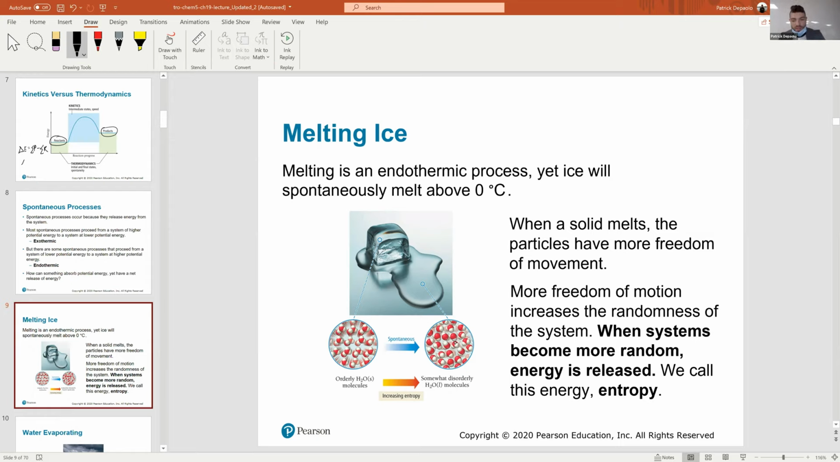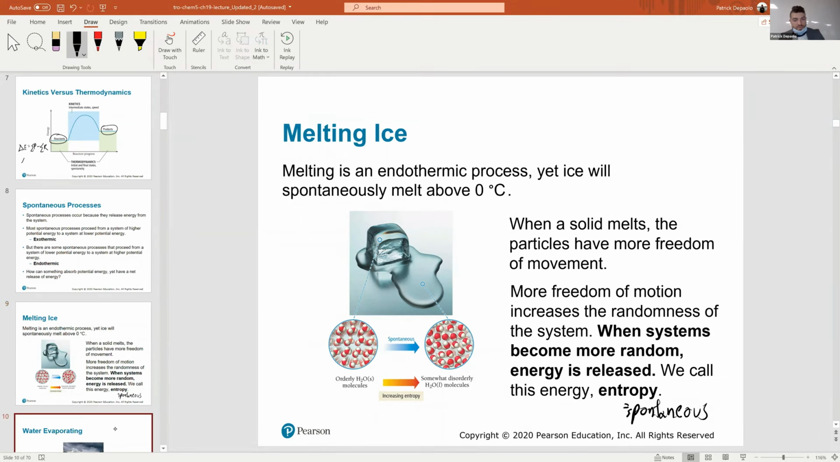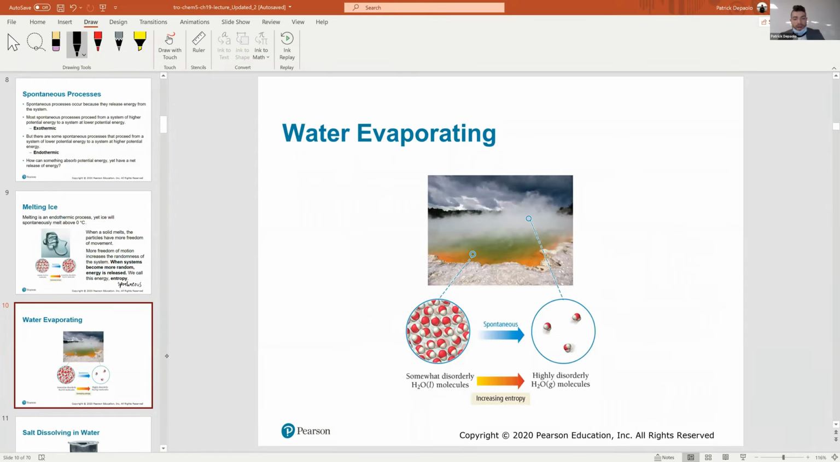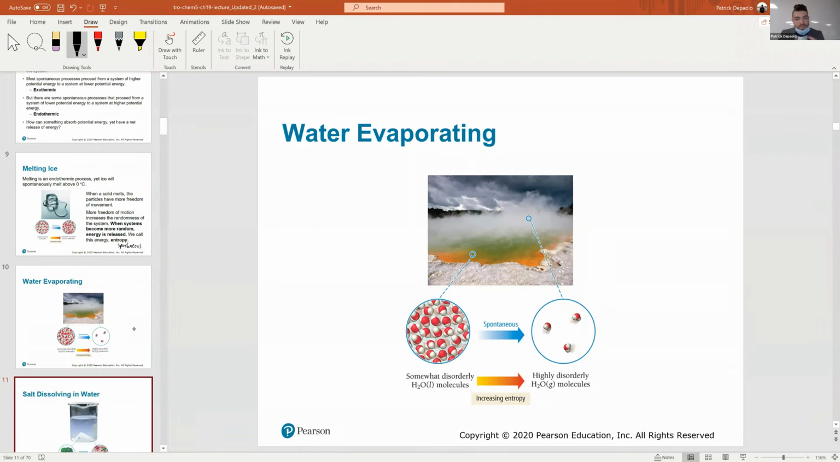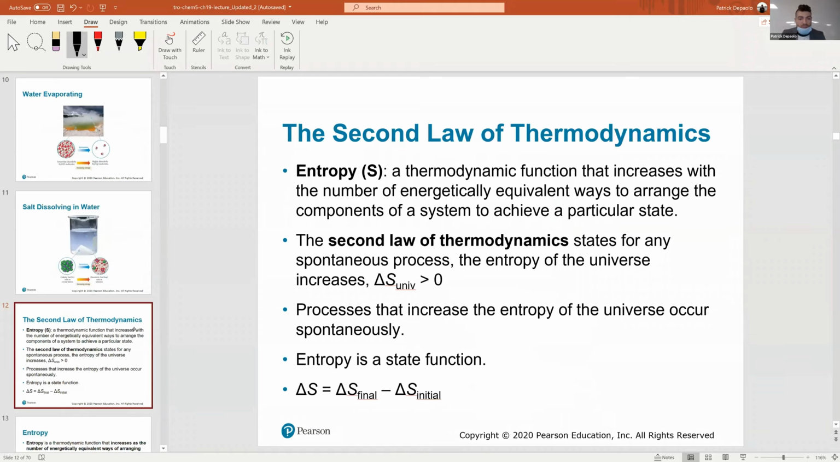So entropy equals spontaneous. If entropy is positive, meaning a gain in entropy of the universe, then it's a spontaneous process. Okay, so water evaporating is another one. Same kind of concept, but we're going from a liquid to a gas, where clearly, even though you're increasing the amount of energy in the molecules, their spontaneity increases, which means that the entropy increases. Same with salt dissolving in water. Talked about that one already.